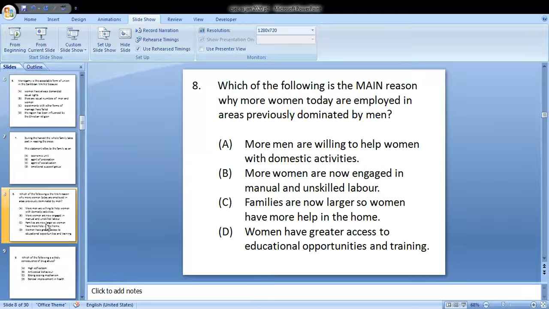Go on to 8. Which of the following is the main reason why more women today are employed in areas previously dominated by men? A, more men are willing to help women with domestic activities. B, more women are now engaged in manual and unskilled labor. C, families are now larger, so women have more help in the home. D, women have greater access to educational opportunities and training. So we know it would be D, women have greater access to educational opportunities and training.